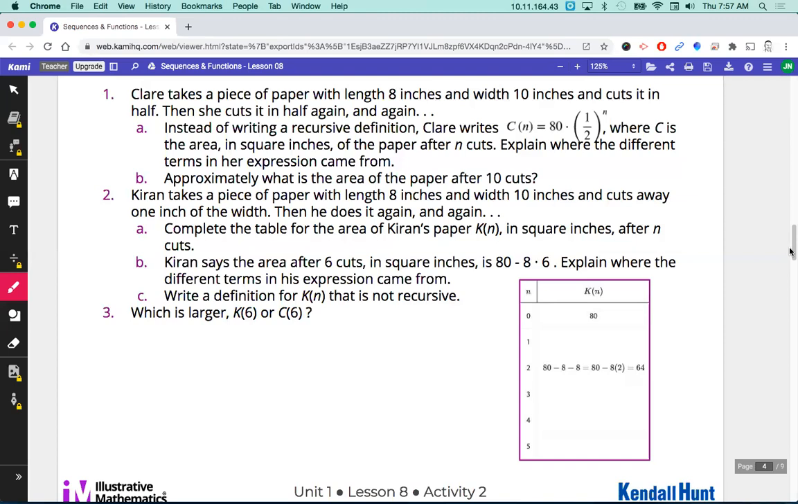So they ask approximately what is the area of the paper after 10 cuts. Now, I can't do that math in my head, but I have a calculator either on my phone or in my hand right now where I can do this multiplication. So I can do 80 times, let's see, I'll put the fraction in here, 1/2. I'm going to do that to the 10th power because I want to know after 10 cuts.